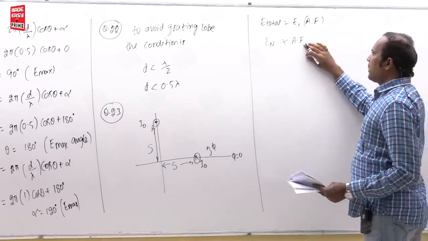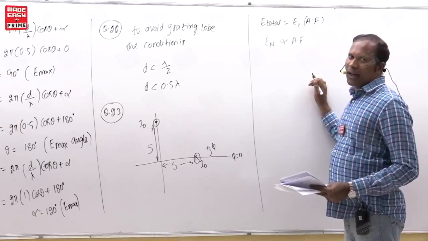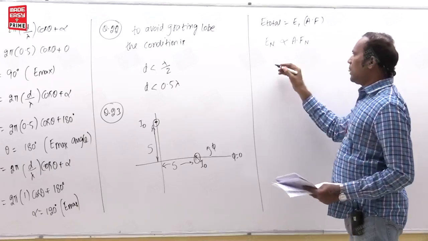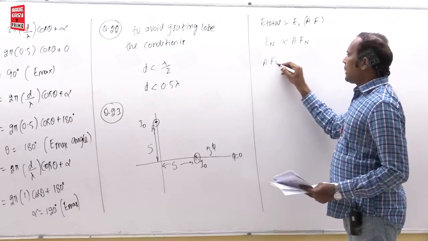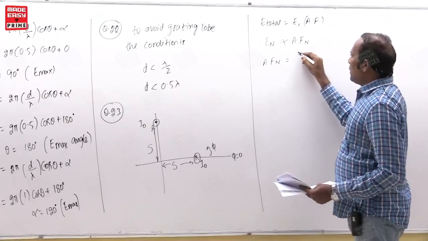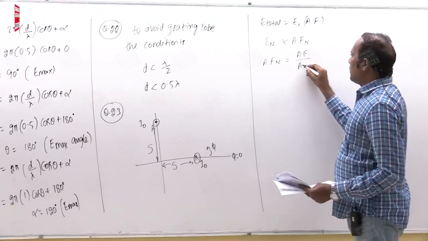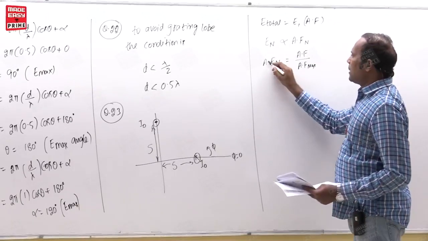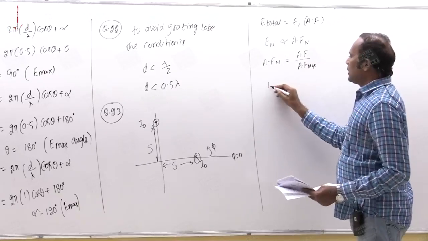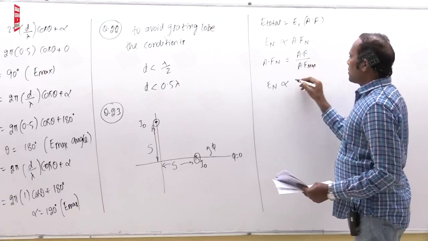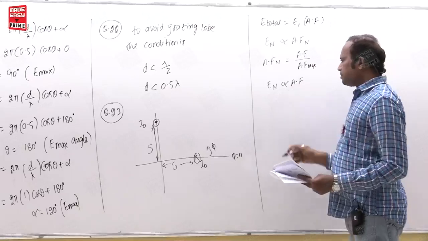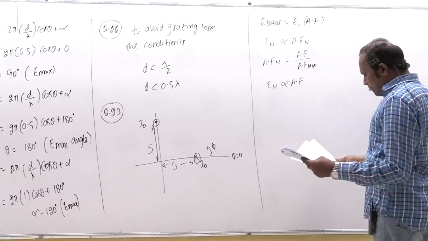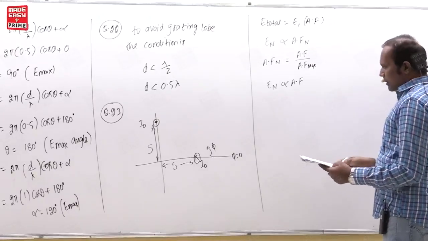Once again, normalized array factor is proportional to array factor only. Array factor normalized value is equal to array factor divided by array factor maximum. So this is proportional to array factor. That means we have to find the array factor here. For this, I am starting the analysis.